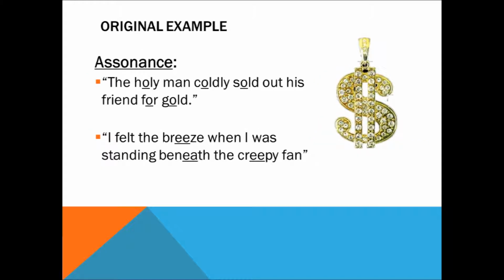Now for my examples of assonance, the first one I had was, the holy man coldly sold out his friend for gold. Now, it should be obvious that I'm emphasizing the O sound with holy, coldly, sold, for, and gold, because I'm trying to make it sound different rather than just saying something else. And then another example I came up with was, I felt the breeze when I was standing beneath the creepy fan. I'm emphasizing the double E sound. And even though EA is two different letters than just EE, it sounds the same, so it can also be used for assonance.